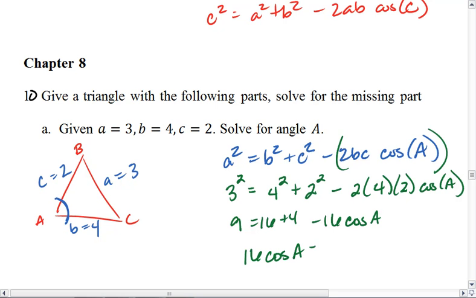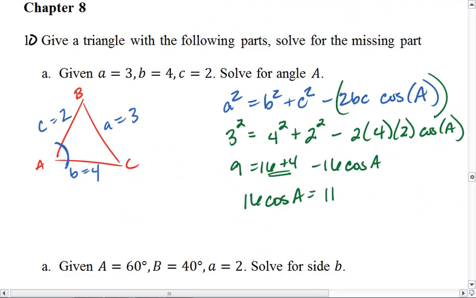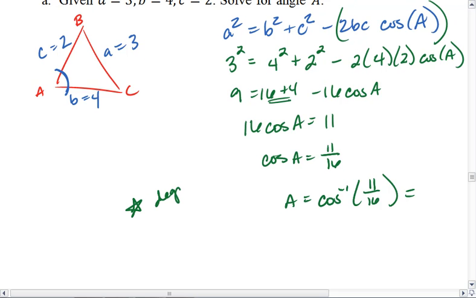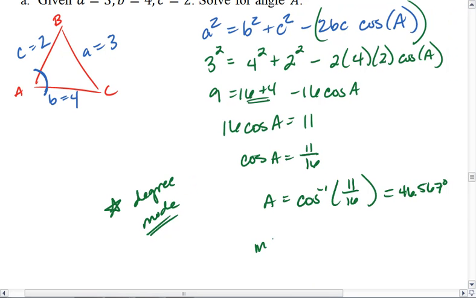16 cosine A will equal 20 minus 9, so that's 11. I get cosine A equals 11/16, and to solve for A, I need to take cosine inverse of 11/16. You can plug this into your calculator, but please make sure you're in degree mode for this. We're switching from radians from above to degrees now, and this gives me 46.567 degrees. So the measure of angle A is 46.567.